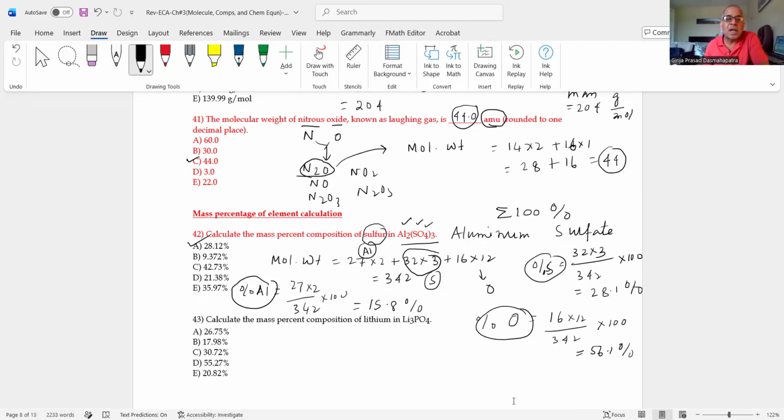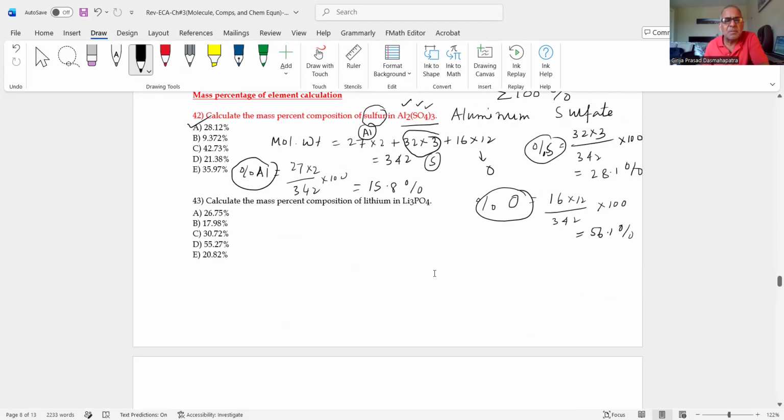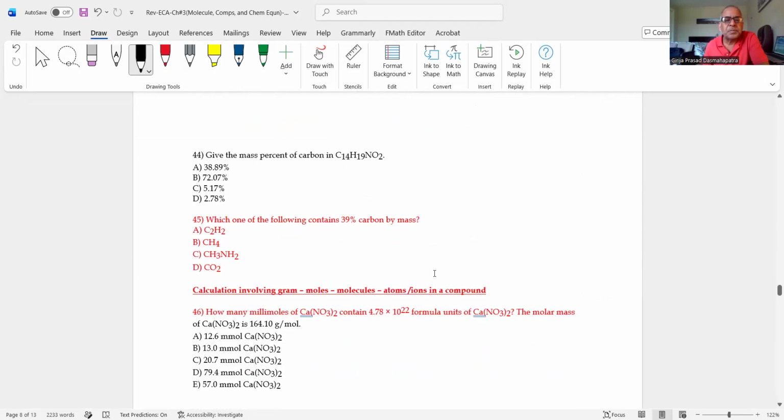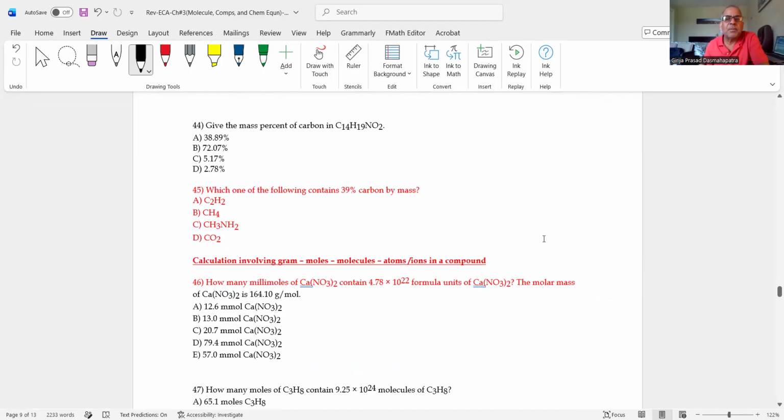Okay. So calculate the others which are here. These are pretty simple problems in a sense. So let me do 45, and that will help you to understand, for example, which of the following contain 39% of the carbon. So in each one of them, you have to find out the molecular weight and then see what is the contribution of carbon. So for example, I will take 2 of them. You can do all of them. So I will say this one and this one.